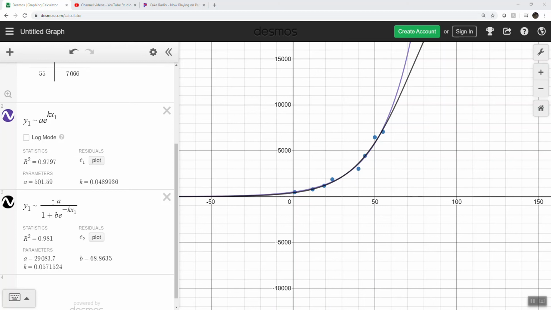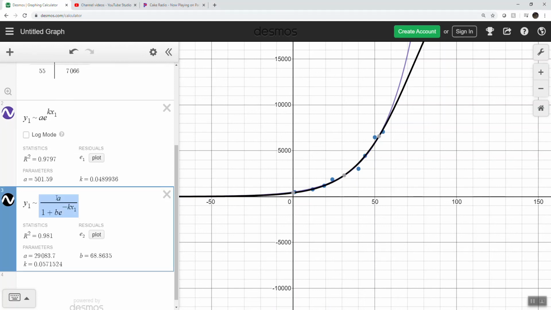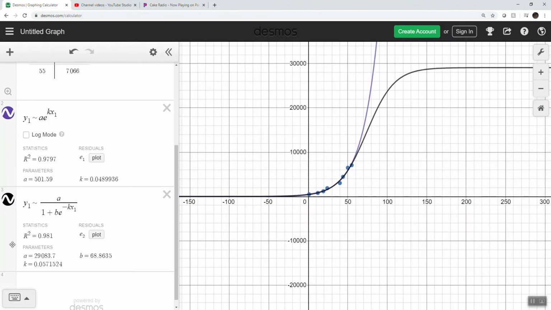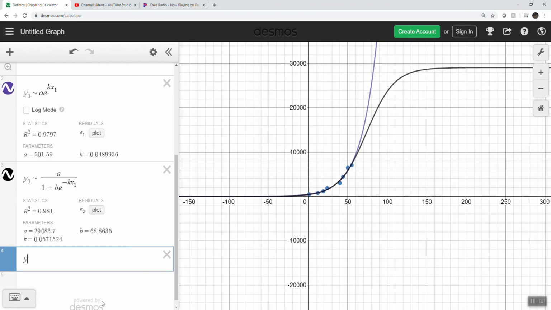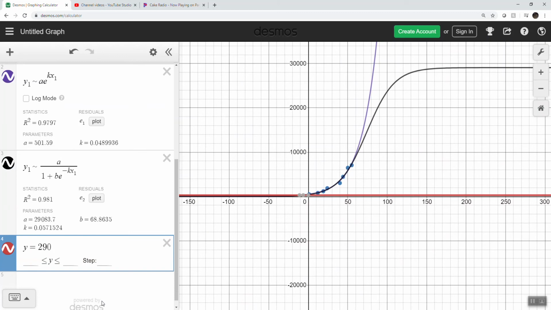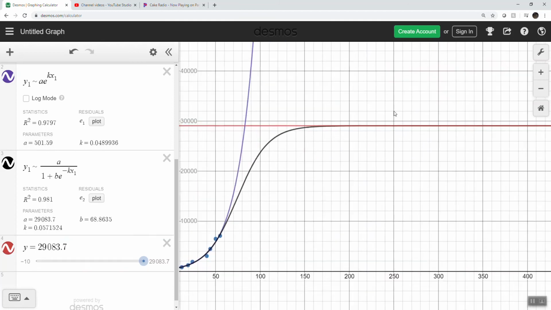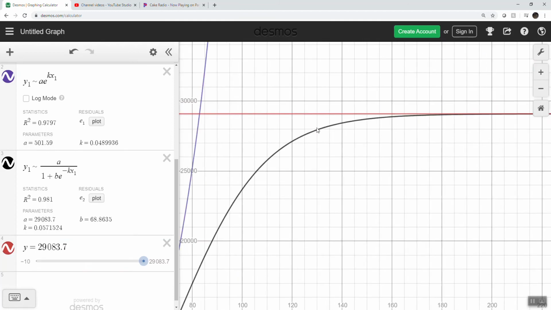So what appears to be this carrying capacity? Well, if we look at our logistic equation, this A is the carrying capacity, which looks like 29,000 pairs. We could graph y equals that A value. Let's see, will it let us do that? Nope. We're going to have to type in the number 29083.7, and you can see that that does appear to be that upper horizontal asymptote.